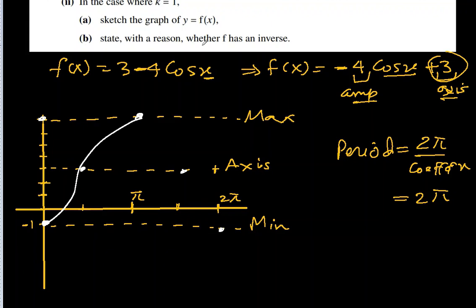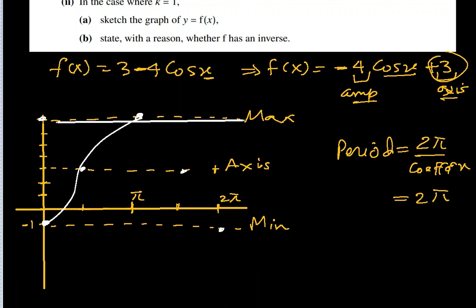Part B, state with a reason whether f has an inverse. Whether f has an inverse, whether it is a one-to-one function or not, draw a horizontal line. And see if the horizontal line passes through only one point at a time. Is it passing one point? Look at this white horizontal line crossing the graph. It is crossing at only one place.